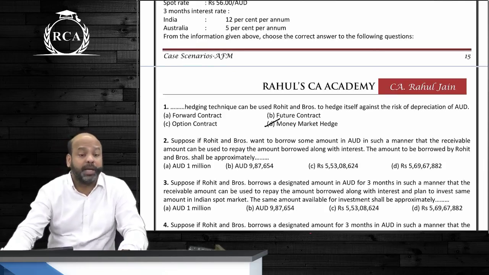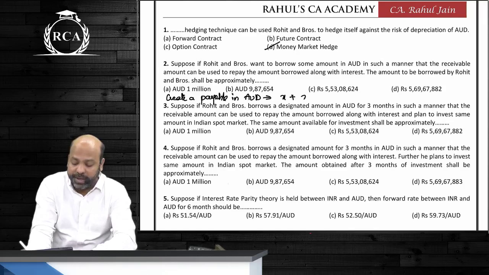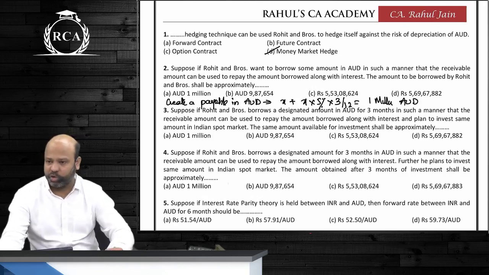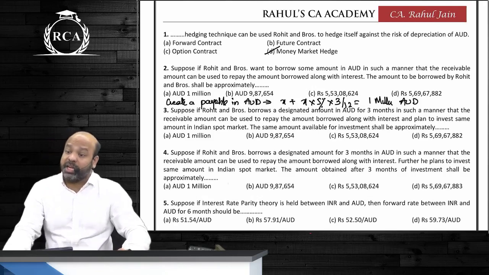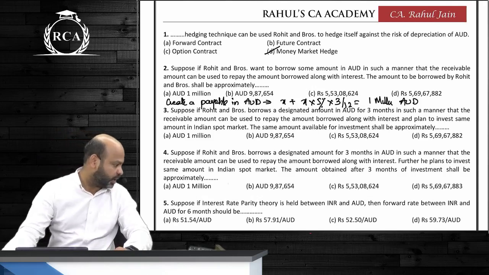Create a payable in AUD. How much payable will you create? The answer to the first bit, second bit will be create a payable in AUD. What is the interest rate in AUD? So x plus x into 5% into 3 by 12 should be equal to 1 million AUD. You will have to create a payable. You will borrow x amount of dollars. That x along with interest on x for 3 months should be equal to the amount that you have to receive, 1 million AUD. How much will be the answer?